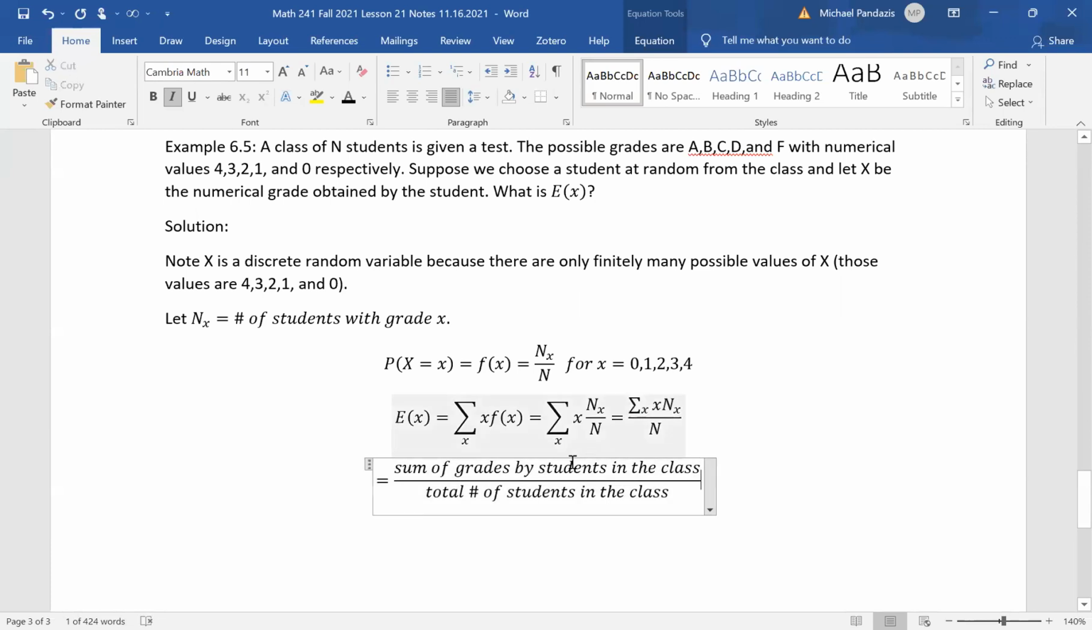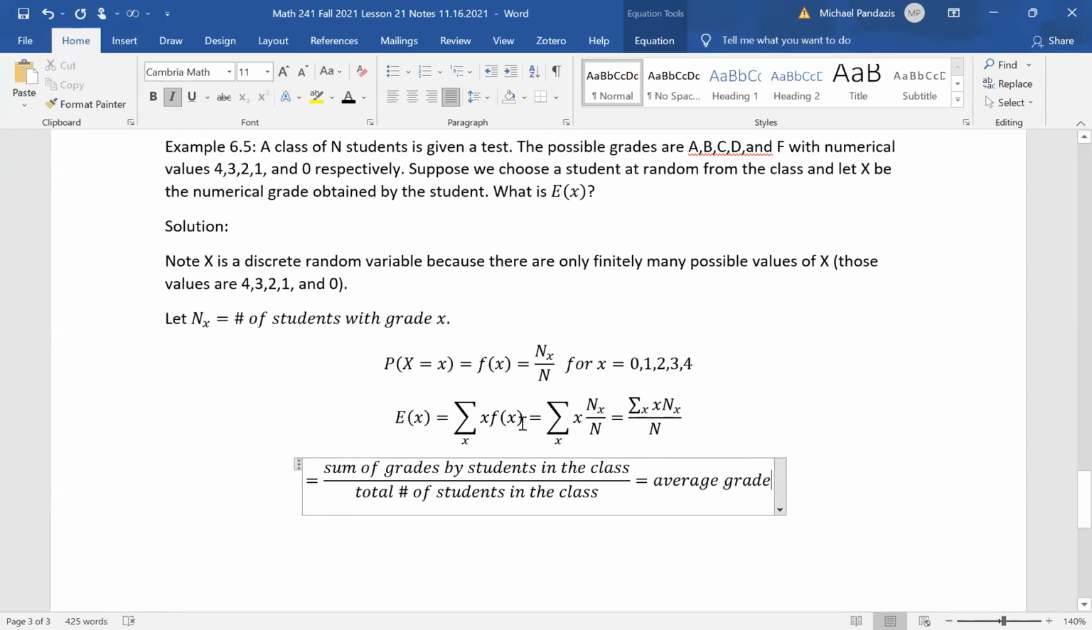Okay, and so that means that you now have this E of X is equal to this fraction. But this fraction is the average grade in the class, right? If you add up all the grades that the students got in the class and you divide by the total number of students in the class, that's equal to the average grade. Okay? And so this shows that in this example the expected value is the average grade.